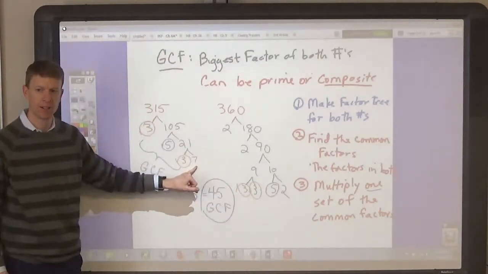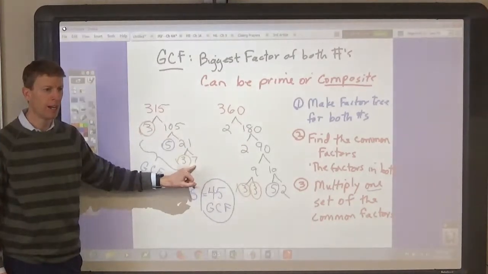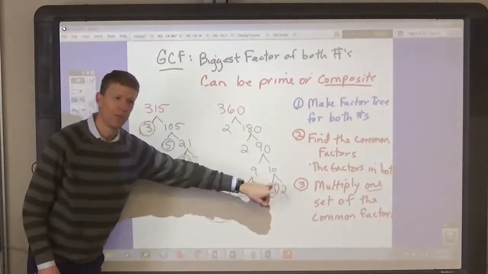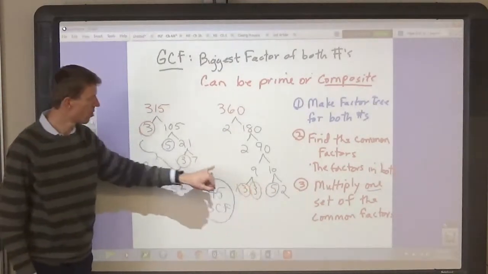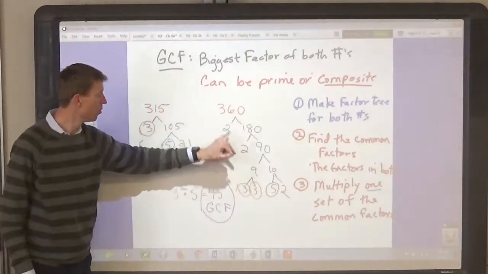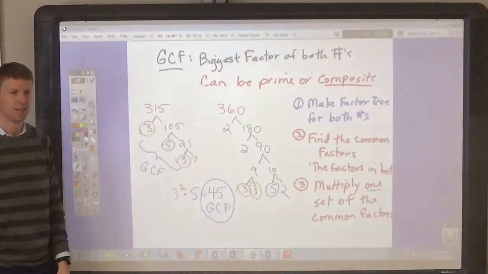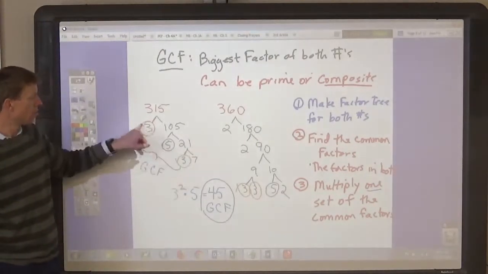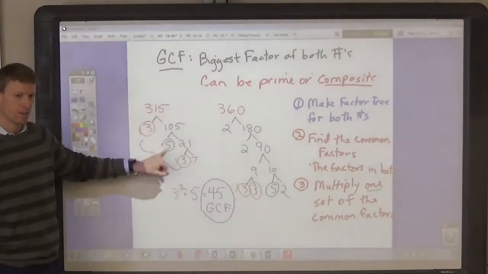Why not? Why wouldn't I have circled the 7? Effie? Because there isn't a 7 in 360. Right, there's not a 7 in 360, so don't circle the 7. I didn't circle any of the 2s. Why not? Because it's not common in both? Yeah, because there's no 2s in this one. Okay?